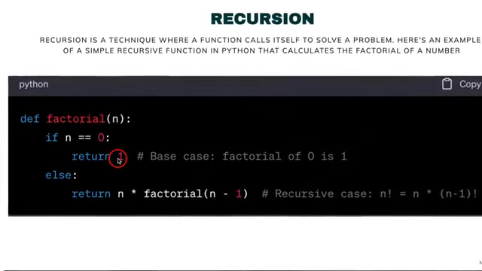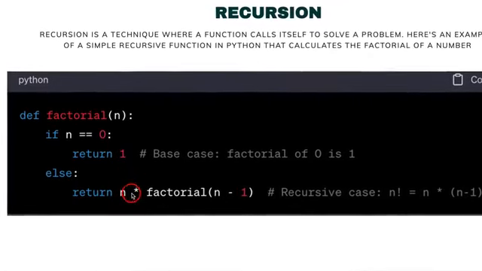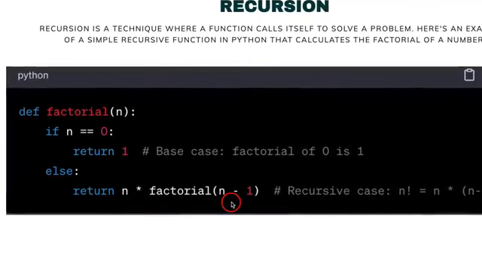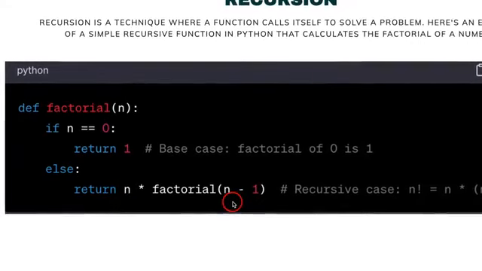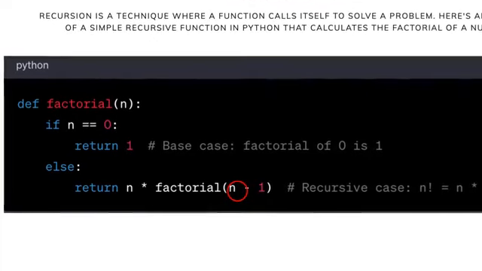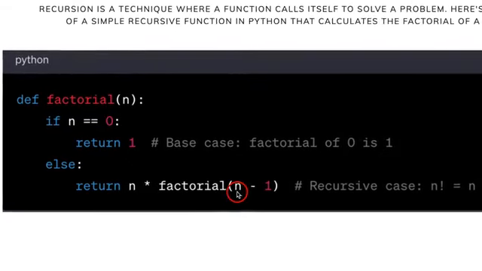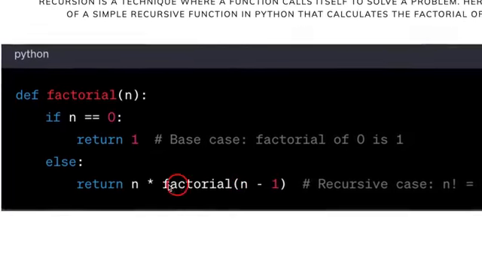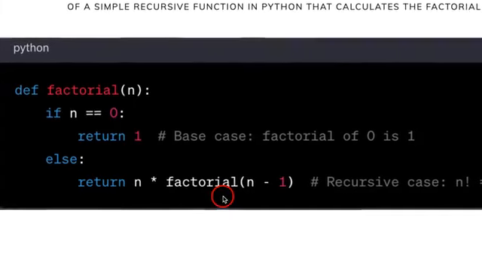And in the recursive case, if n is greater than 0, the function calculates the factorial of n by multiplying n with the factorial of n minus 1. This is done by making a recursive call to the factorial function with n minus 1 as the argument. For example, if you want to calculate factorial of 5, how will it work? Factorial of 5 calls factorial of 4, because 5 into factorial of 4 is calculated.